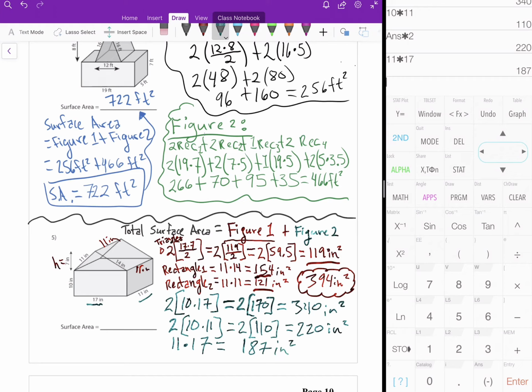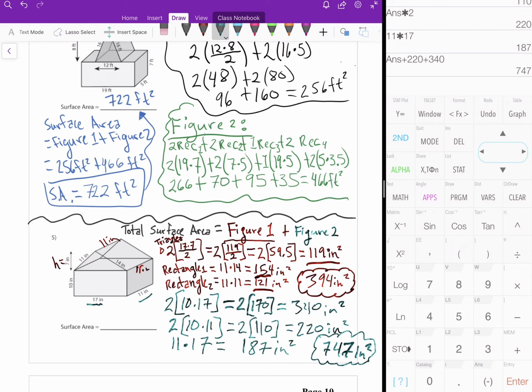So now I'm going to add all these 3 in figure 2. So I have 187 plus 220 plus 340, and I should get 747. So all this here is 747 inches squared, just like the airplane. And I'm going to bubble that. Now the bubbled ones are my figure answers, right?